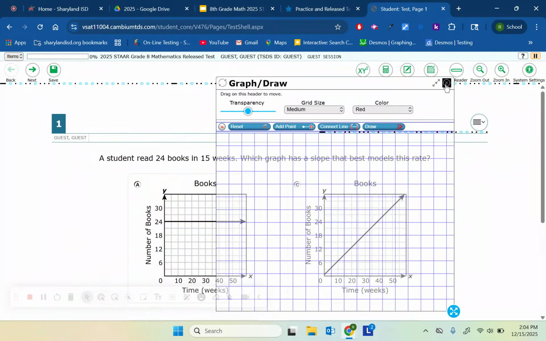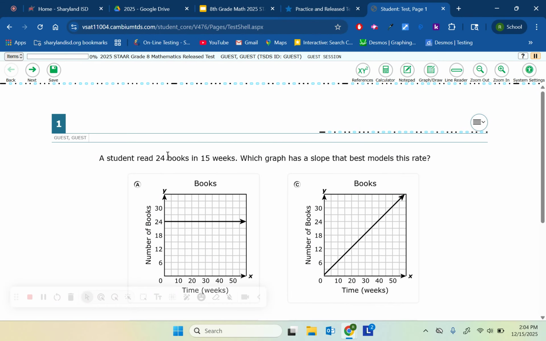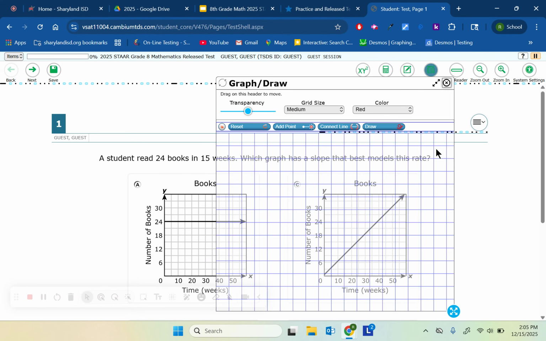All right, so let's look at the problem. Here we go. A student read 24 books in 15 weeks. What's the slope, right? Which graph has a slope that best models this rate? So let's take a look at that.